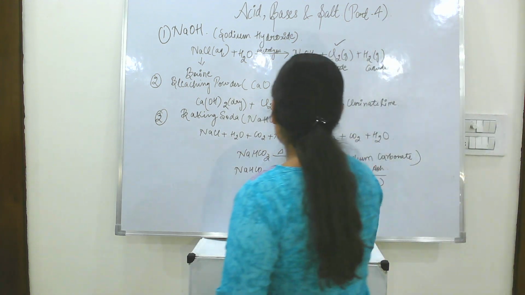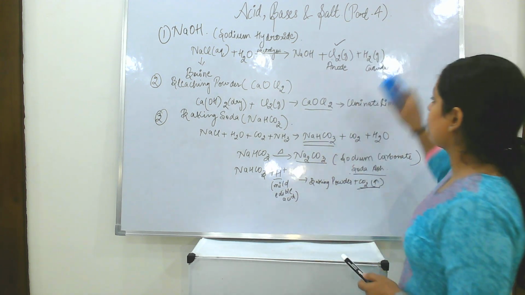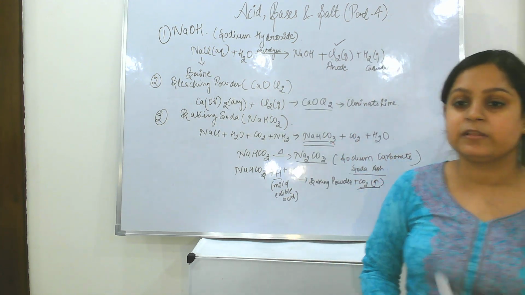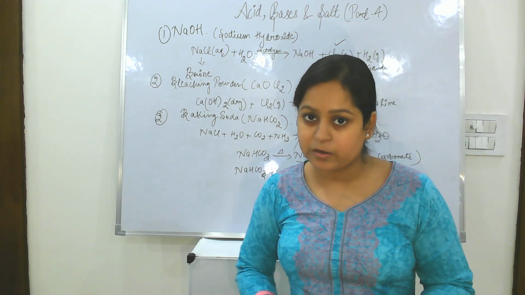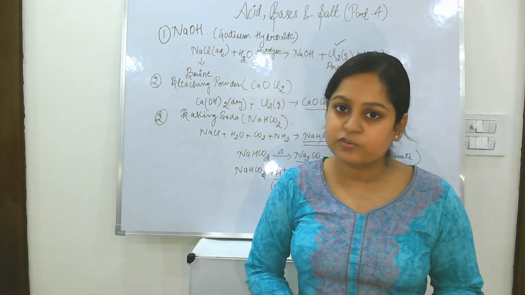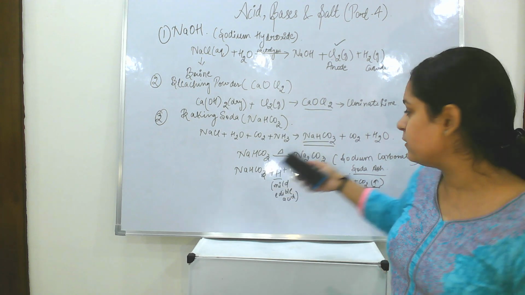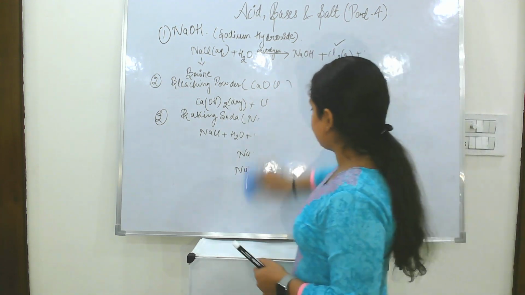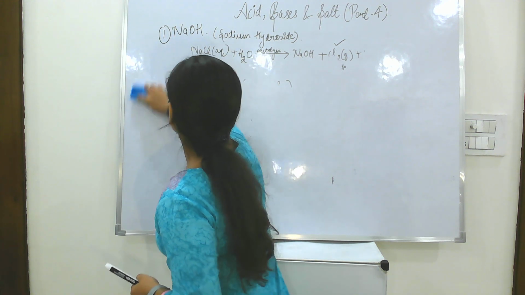Next is washing soda. So I hope these are clear to you. Bleaching powder also has some uses in daily life. It is used in the paper industry, it is used in the textile industries, and so on. You can read the uses from your books. And next is washing soda.